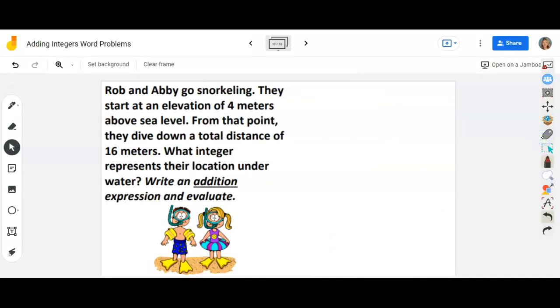All right, the next one says Rob and Abby go snorkeling. They start at an elevation of 4 meters above sea level. Then they dive down, so plus negative 16. My signs are different, so I subtract. Negative 12 represents their location under the water after they dive down.